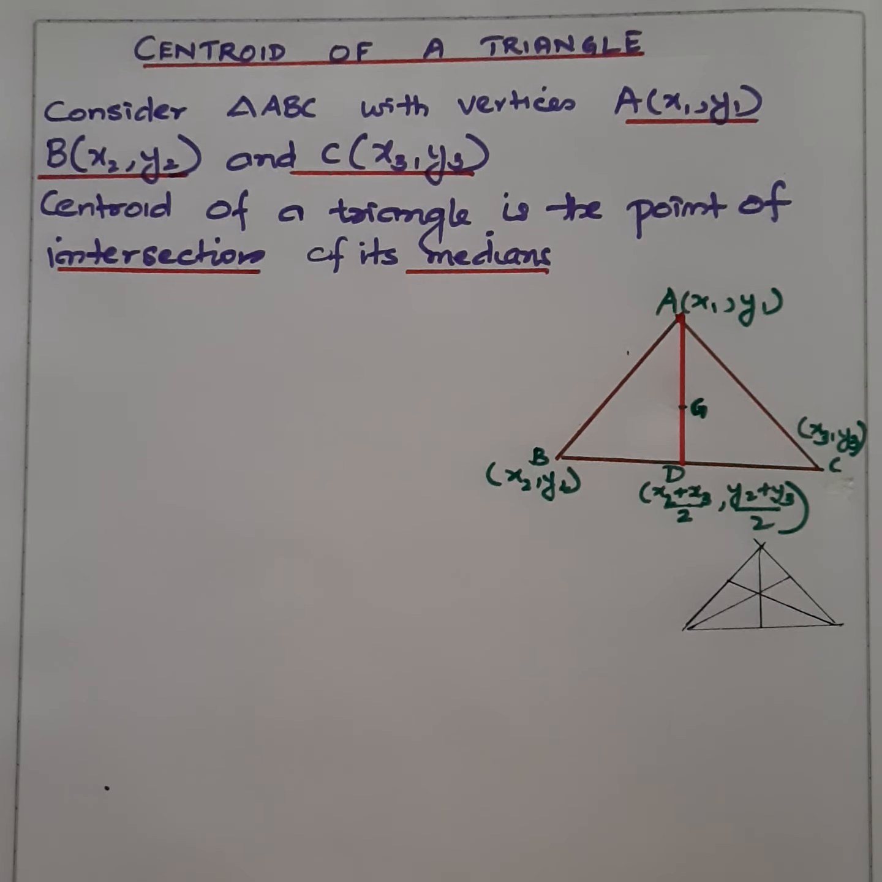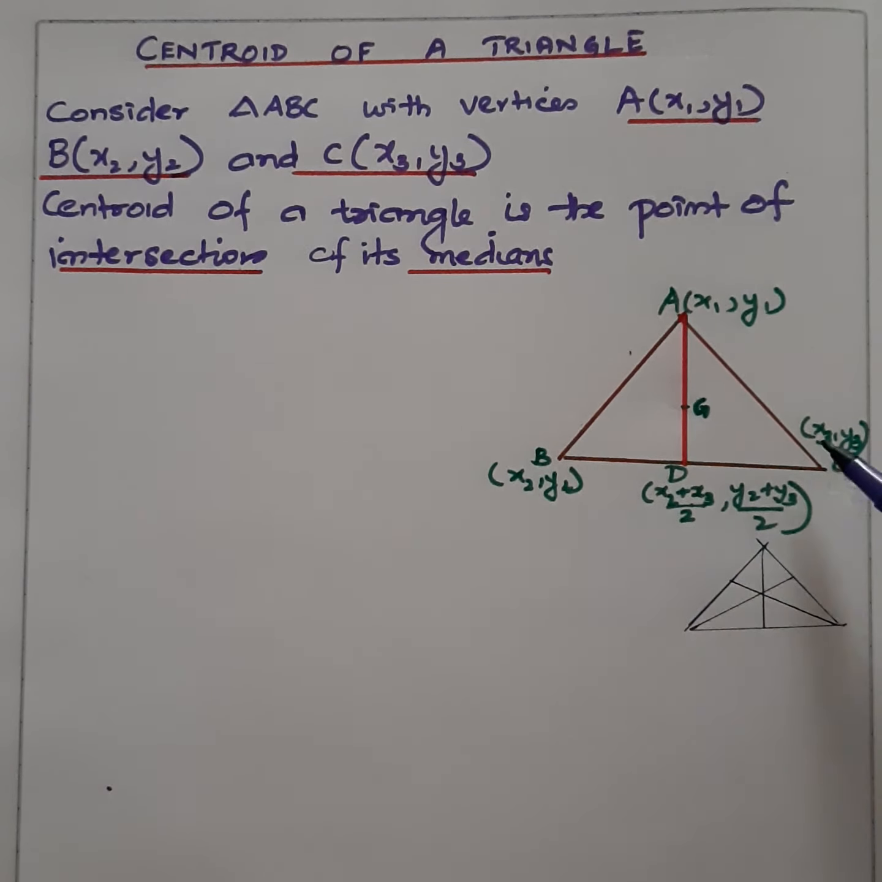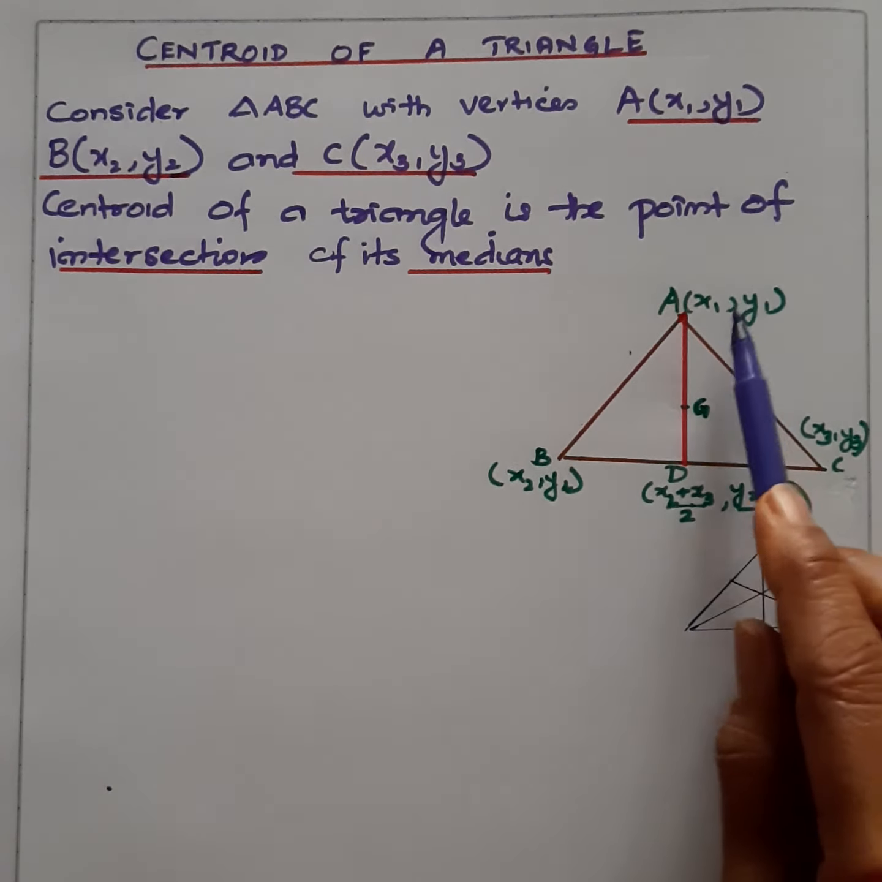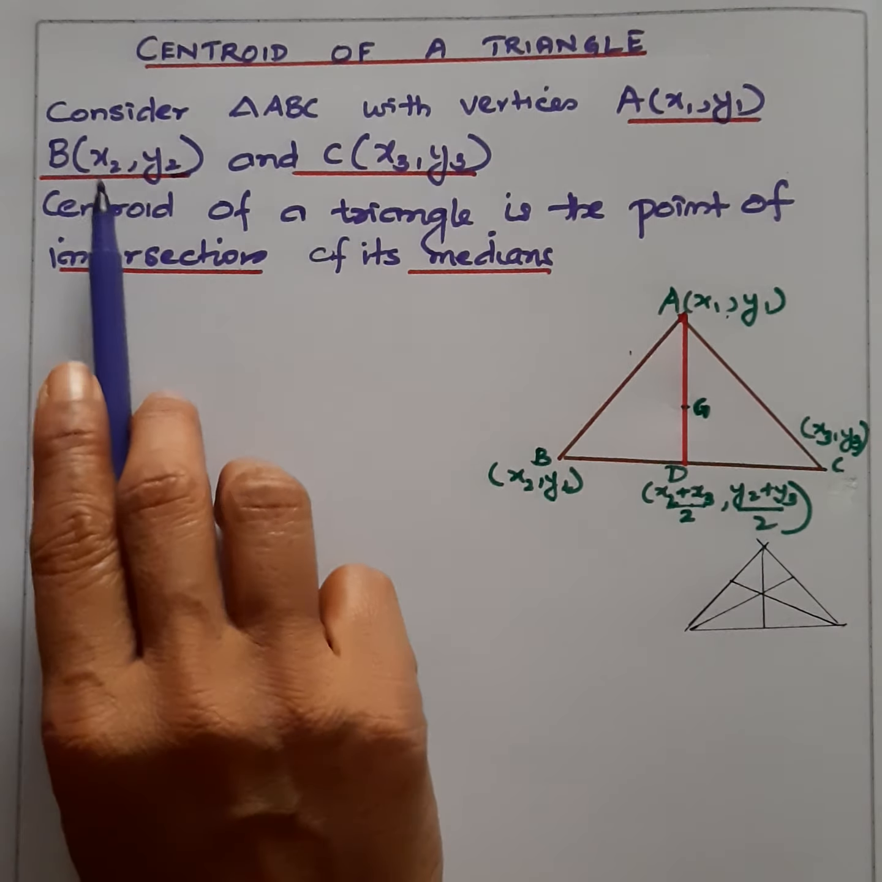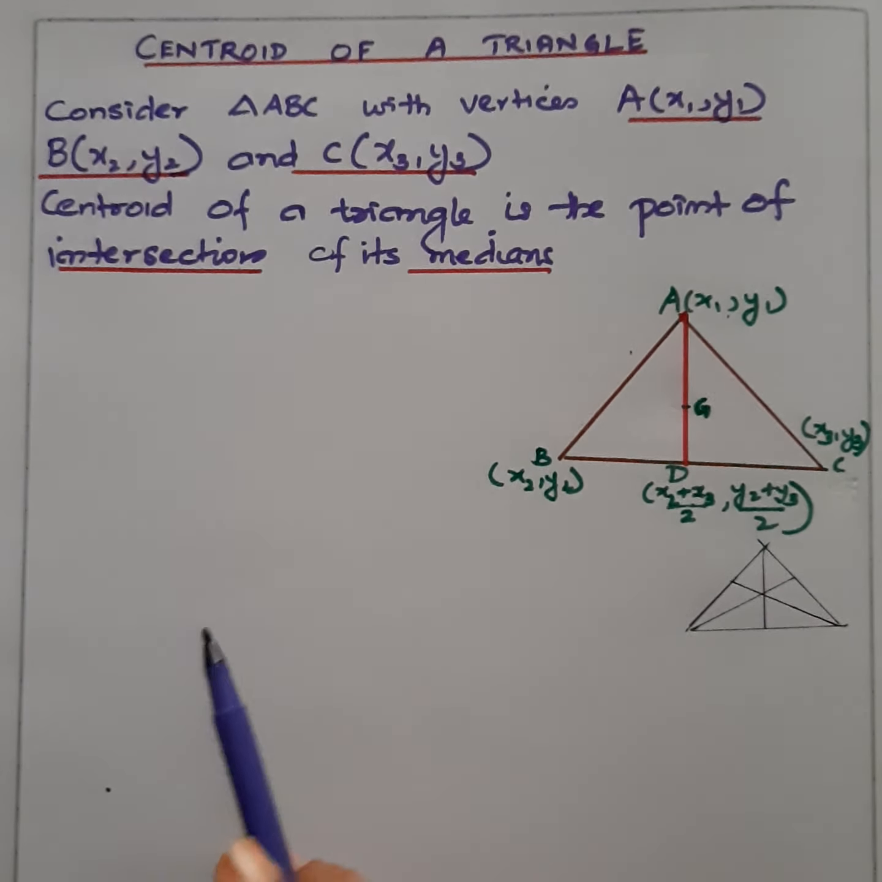Welcome to this module on derivation of the centroid of a triangle provided the vertices of the triangle are given. Let us consider a triangle ABC with vertices A(x1, y1), B(x2, y2) and C(x3, y3). First of all, we should know what a centroid is.